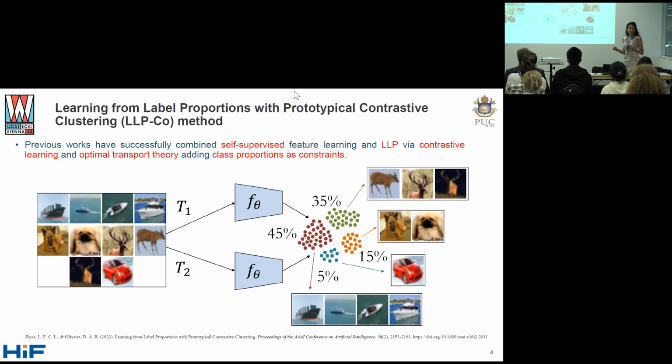That way we can know, for example, because we know that the cluster that has 35% of samples is the cluster for deer, and the cluster that has 15% of samples is the cluster that pertains to dog, and so on. Using just the global information, we can train a classifier that is going to assign a class to each input image.